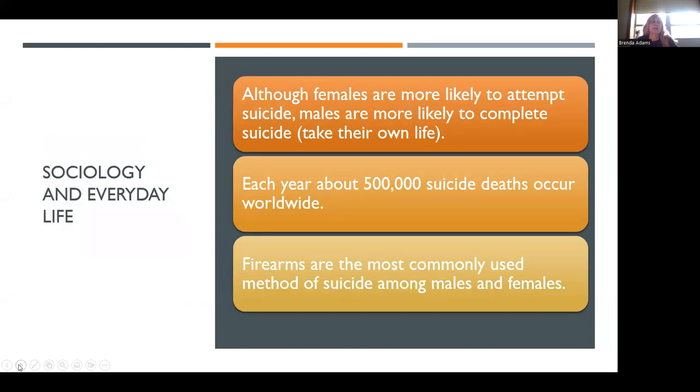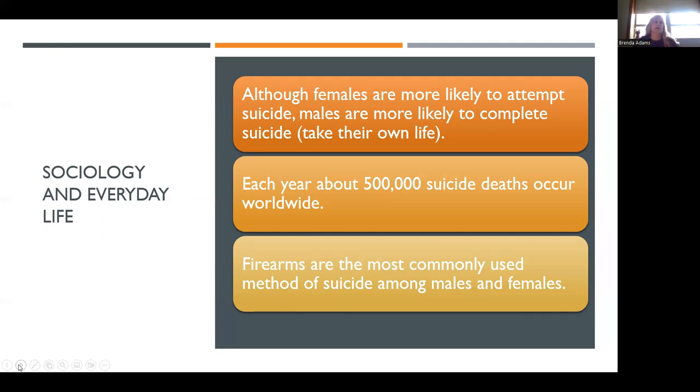Although females are more likely to attempt suicide, males are more likely to complete suicide. Is that true or false? That is true. And the reasoning behind that is that most males use, I guess you could call it, more deadly force. They tend to use firearms or things that usually do the intended job that they want to get done. And women use things that are more passive, such as poisons.